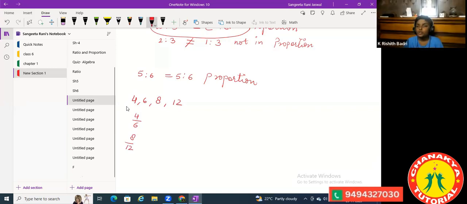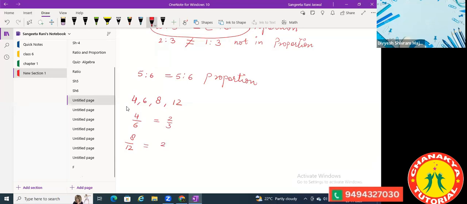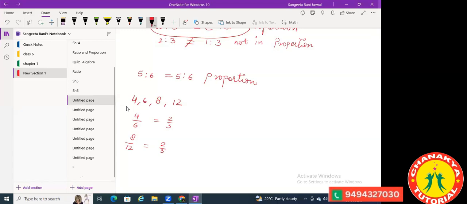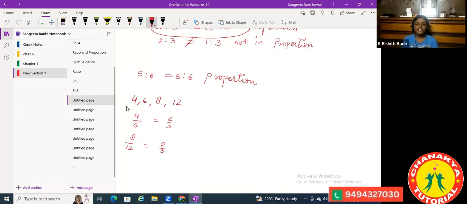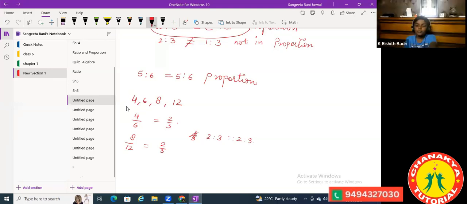Ma'am, it's 2:3 and 2:3. They are in proportion. Ma'am, until you explained this, I did all the problems. Good. Actually, I was explaining to Hridesh, he was saying that he hasn't understood. Okay, Hridesh, now you can see here these two ratios are equal. They are in proportion. Let him do.